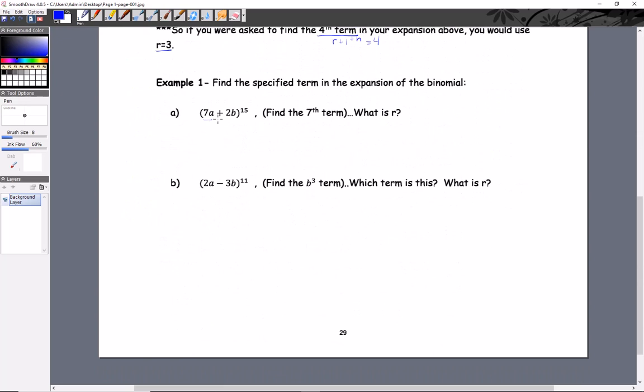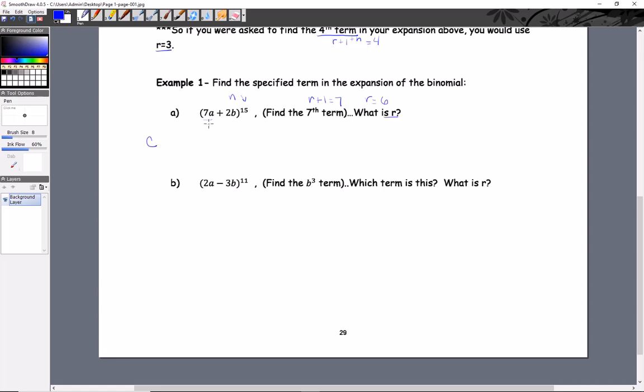All right, so hopefully that will stick with you, and we'll just go ahead and expand what we've got here. So we want to find the 7th term. So r plus 1 equals 7, or r equals 6. That answers that question. So, and this is going to be n right here. So we can set up our combinations. So that'll be the first part.